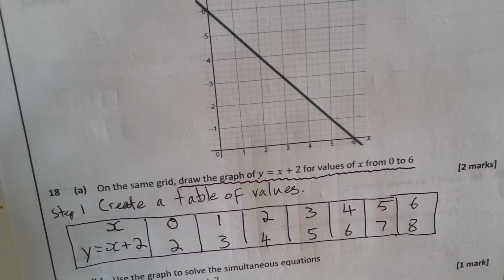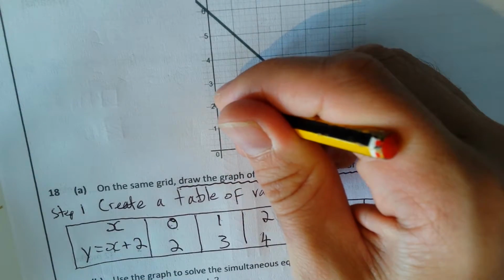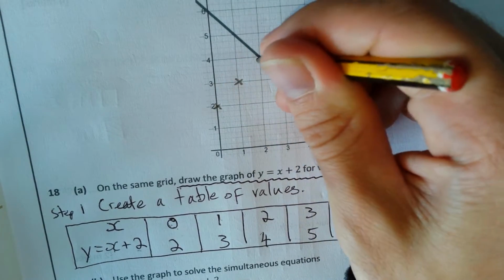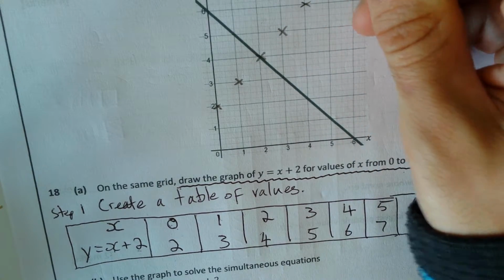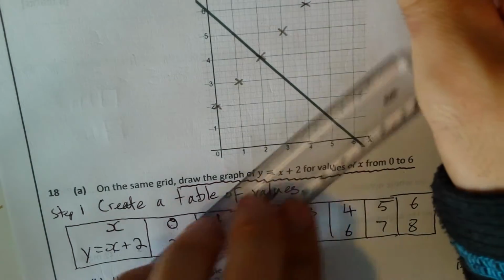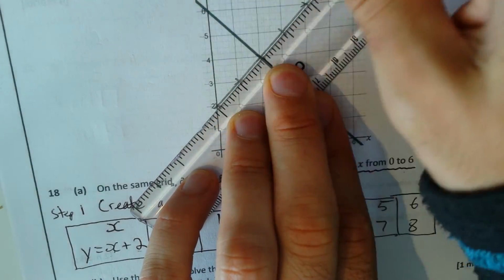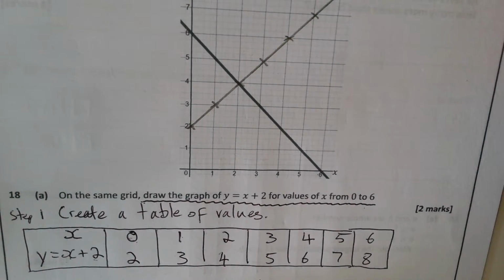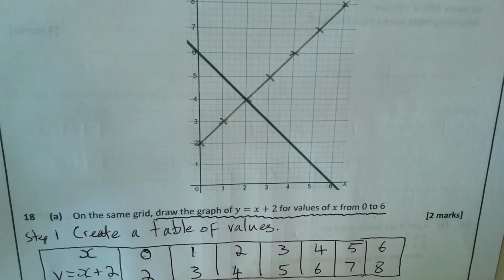So using a pencil, we can now plot these points. First one is 0, 2, 0 across, 2 up, 1, 3, 2, 4, 3, 5, 4, 6, 5, 7, and 6, 8. And if we've done that right, we should see it has a nice straight line right through all our points. Okay, that's all our points.